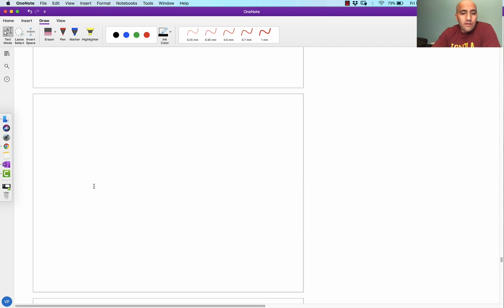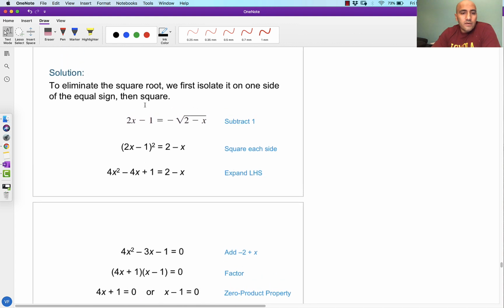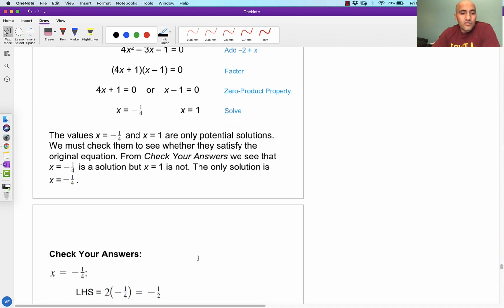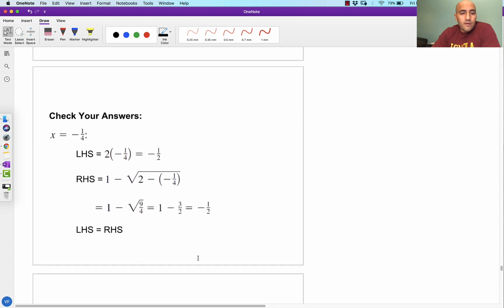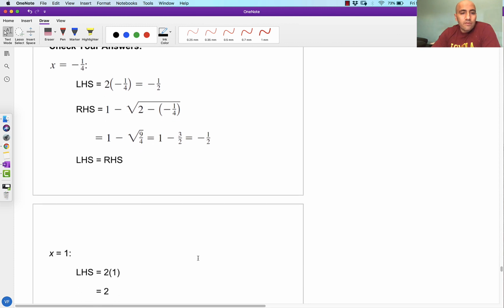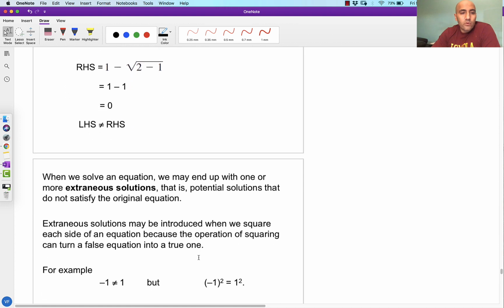Okay, so let's see what the author did. Hopefully something similar. Looks like the author did something similar. Moved the 1 over, squared both sides. You get this, move everything into equal to 0, factored it, checked both of them. So the negative 1/4 works out. Both give you negative 1/2. And the 1, x equals 1, does not work out.